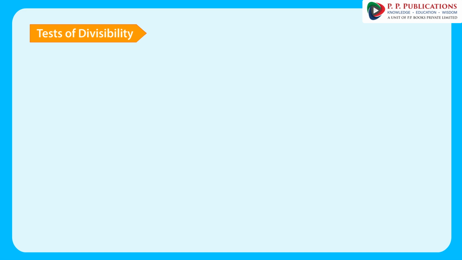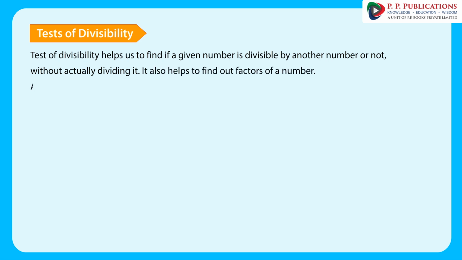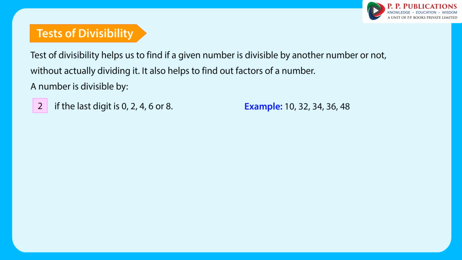Tests of divisibility. Tests of divisibility help us to find if a given number is divisible by another number or not, without actually dividing it. It also helps to find out factors of a number. A number is divisible by 2 if the last digit is 0, 2, 4, 6 or 8. Example: 10, 32, 34, 36, 48. 5. If the last digit is 0 or 5. Example: 10, 25.